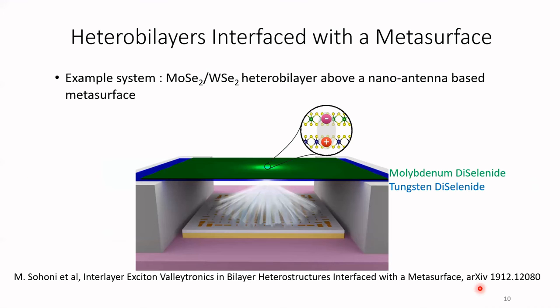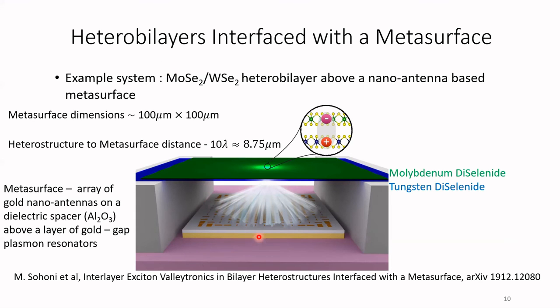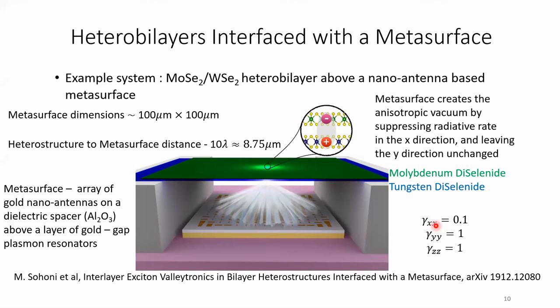So now coming to the system that we proposed in my work, it was a MoSe2-WSe2 heterostructure, which is sitting above the nano antenna based metasurface. And the values of the normalized gamma XX, gamma YY, gamma ZZ we got were 0.1, 1, and 1. And these all have been normalized to the free space decay rate of this exciton.